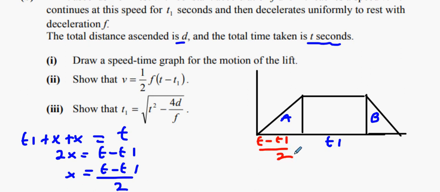Now, if the math is really tricky, you can always just store them as x until the very end, and then just replace it back in again. Do you get what I'm saying? You can use x as a placeholder variable. All right, done. Show that v equals a half f times t minus t1.